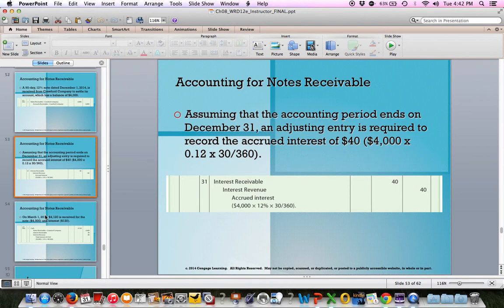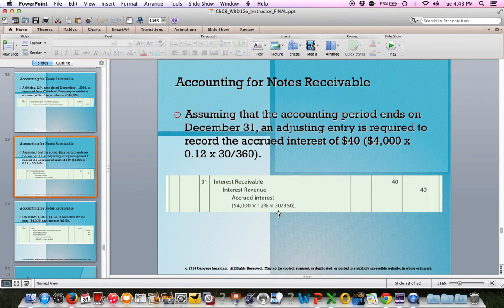Okay, so it says assuming that the account period ends on December 31st, so basically we get to the end of December and we make our adjusting entries so we can do financial statements. An adjusting entry that we'd have to do would be to record interest revenue earned but not collected, right? We've earned interest simply due to the passage of time. And so we do the PIT method again, principal of 4,000 times 12% times 30 days. It was 31 minus 1.